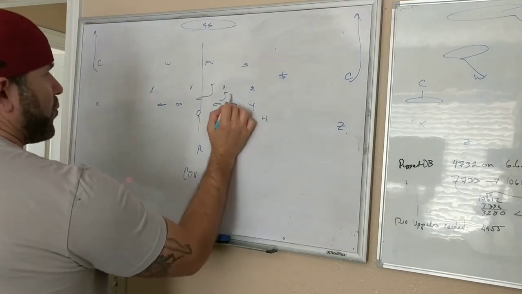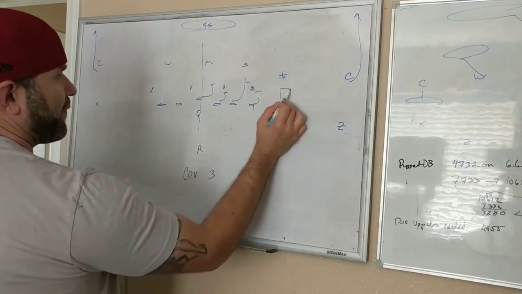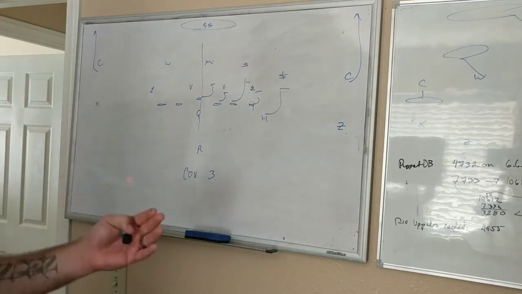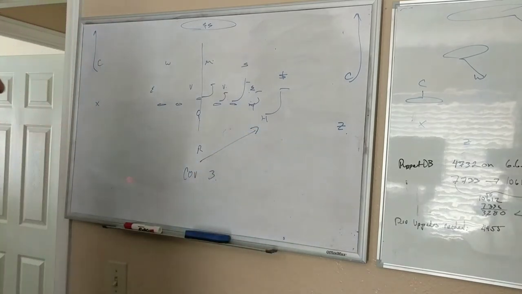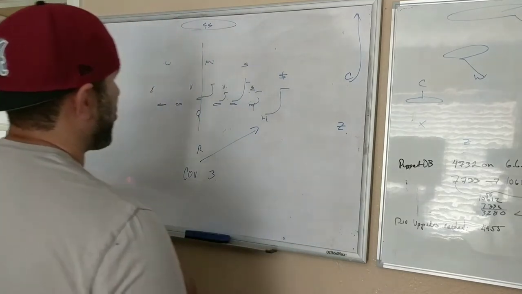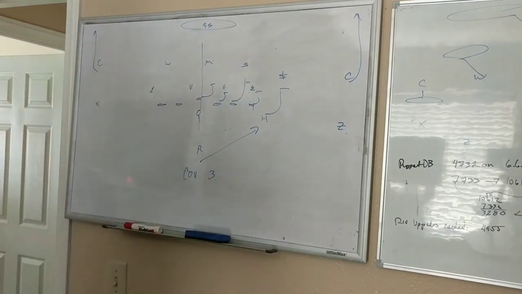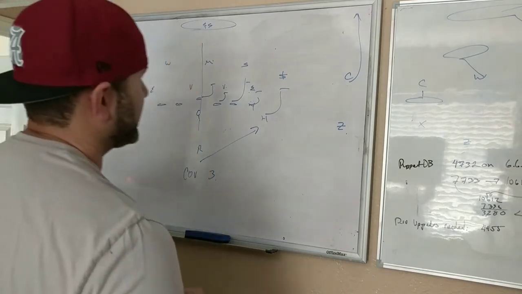We can go 0, 1, 2, 3, 4 across the side of strength here to run our stretch. This is going to be pretty much man to man. This is going to be man-man blocking across the board. We've got equal numbers of offensive players to equal numbers of defensive players.